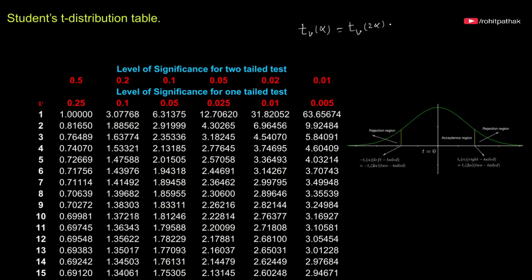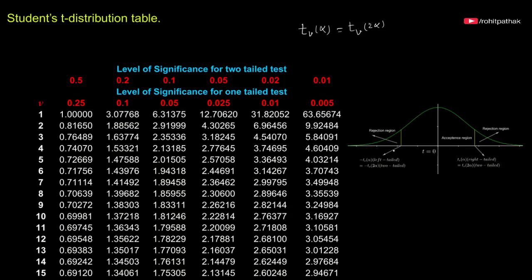This is for two-tailed test. Here I have written that T nu at 2 alpha for two-tailed test is the same as T nu alpha for right-tailed test. So this table can be used for both one-tailed and two-tailed test. Here in this table, on the leftmost column, we have been given degrees of freedom, and the topmost rows denote the level of significance. So this row will denote level of significance for two-tailed test, and this row will denote level of significance for one-tailed test, either left or right. So these are the positive values. That's why these values are on the right.